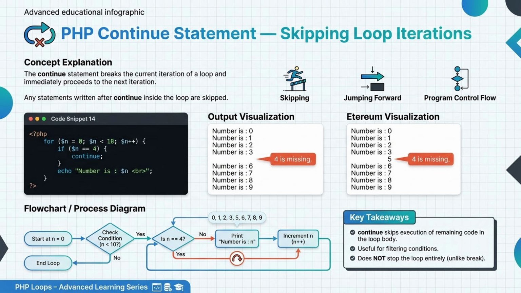We explore the continue statement, which plays an important role in controlling the flow of loops in PHP. While the break statement completely exits a loop, the continue statement works differently. It only skips the current iteration and immediately jumps to the next cycle of the loop. This means that any code written after continue inside the loop block will be ignored for that particular iteration.